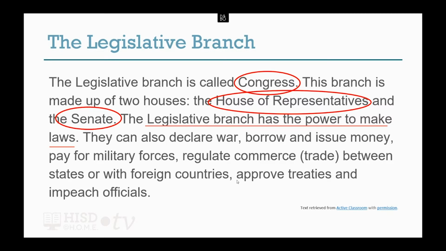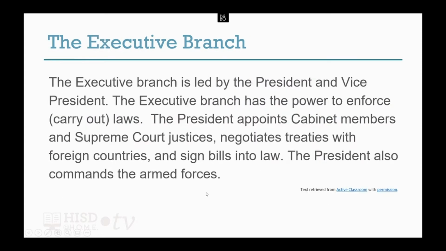All right, pretty simple. So we're going to go ahead and move on to the executive branch. I'm going to read it out loud. As I read it out loud, I want you guys at home to figure out who makes up this branch and what is the main power of this branch. All right, so let's go ahead and get started.